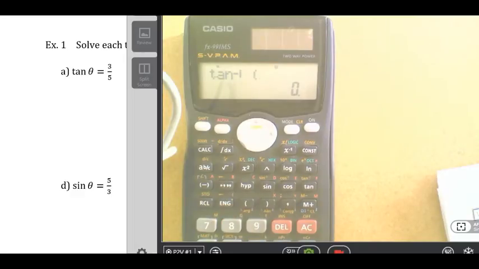So, shift tan. I'm just going to move this over so I can see the question. Bracket. That's what you need to remember. Some people's calculators open a bracket for them. Otherwise, you have to put a bracket in. You have to. If you don't do it, you'll get the wrong answer.